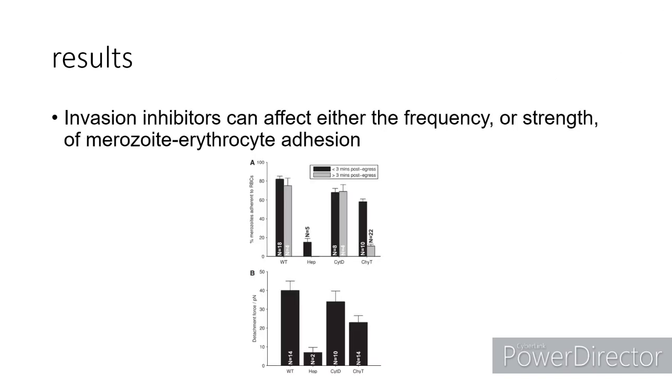And this is the fourth result. Invasion inhibitors can affect either the frequency or strength of merozoite to erythrocyte adhesion. Let's see the fig A. First, the authors used the optical tweezer to put the merozoite onto the red blood cell, and then measured the percent of merozoites still attached to the red blood cell. This is the fig A. And the fig B is the attachment force, using the method from result 3.